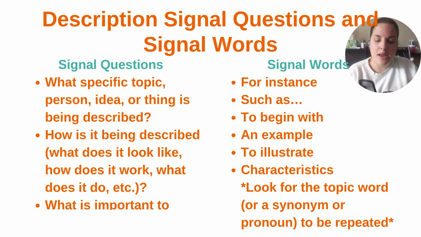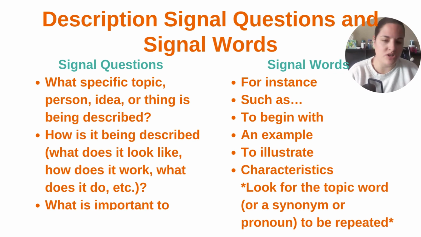Our signal questions are going to help us to sort of narrow down not only what text structure we're looking at, but can you answer these questions about the text structure and does it follow the way that it's supposed to? So, what specific topic, person, idea, or thing is being described? Look at your paragraph. Can you see that word strawberry repeated over and over again? Then you have a specific topic and you have those characteristics that are so common when we're talking about descriptive text structure.